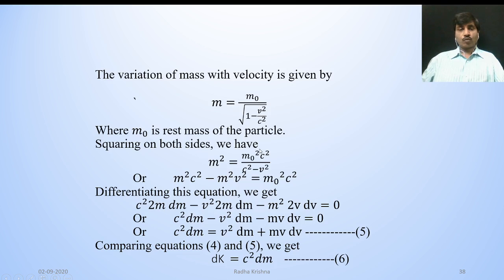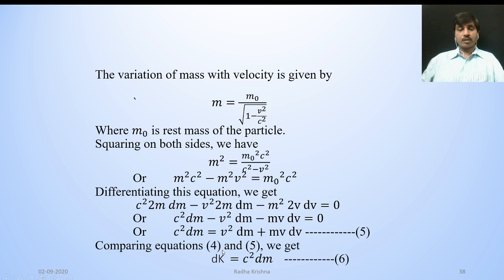Squaring on both sides, we have m square is equal to m0 square c square by c square minus v square, or m square c square minus m square v square is equal to m0 square c square. Differentiating this equation, we get c square into 2m dm minus v square into 2m dm minus m square into 2v dv is equal to 0, or c square dm minus v square dm minus mv dv is equal to 0, or c square dm is equal to v square dm plus mv dv, that is equation 5.